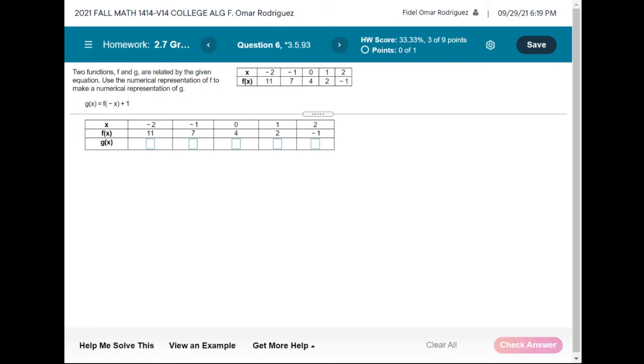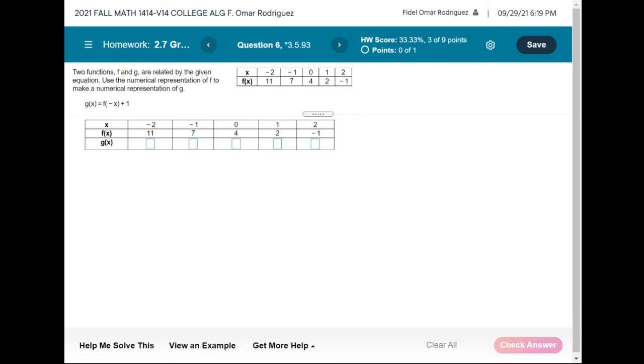And look what we have inside. We have a negative. So what that means I'm going to do, I'm going to take these x values right here, or actually, it's the same thing as these right here. And I'm going to change their signs. Okay? So this is going to be a positive 2, a positive 1, 0 still 0, a negative 1, and a negative 2. Okay?